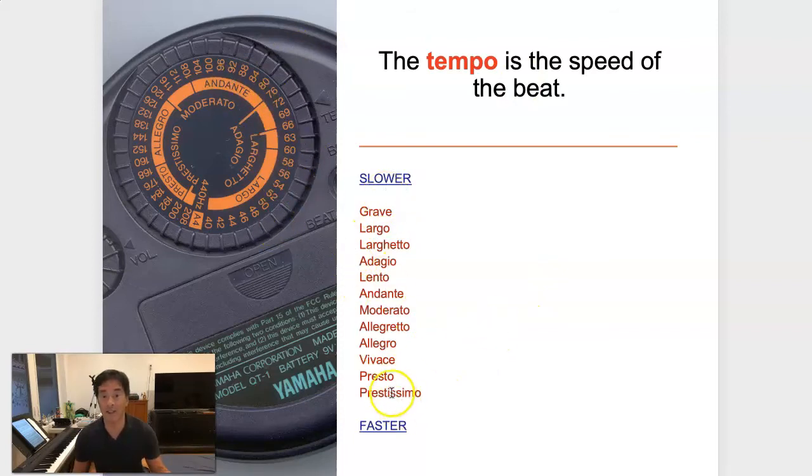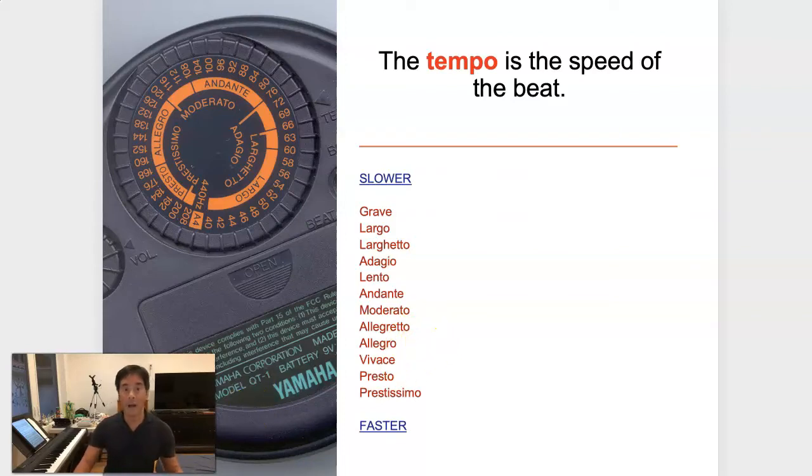Classical musicians use these very subjective terms such as grave, largo, larghetto, adagio, lento, andante, moderato, allegretto, allegro, vivace, presto, and prestissimo. So from slower to faster, if you ask a classical musician what these terms mean, we could just kind of generally say, well, grave is very slow, largo is very slow, lento is very slow, allegro is fast, and presto and vivace are the fastest tempos.